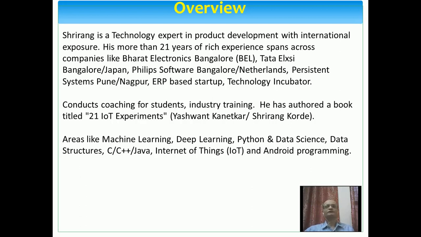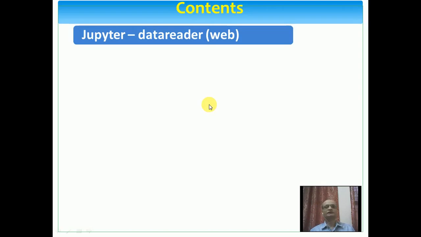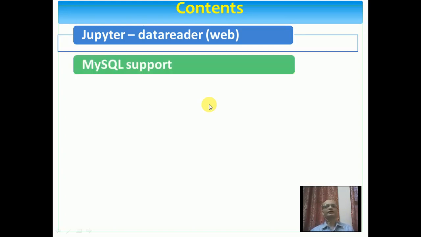So let's now take a look at what are the contents of this particular course, which is data science using pandas. We are going to cover Jupyter. We'll get a quick idea about Jupyter and we'll understand the data reader aspect of it, how the web component is responsible for getting the stock prices data, and then we will also understand from where we can get stock information or share information. Then we'll try to get into details about SQL and we'll understand MySQL support in pandas.